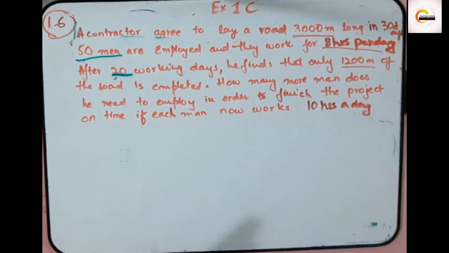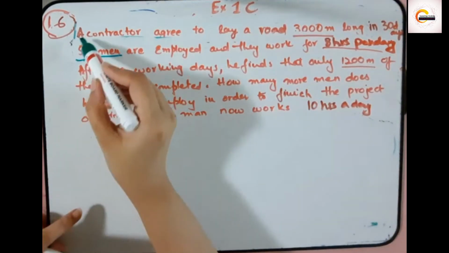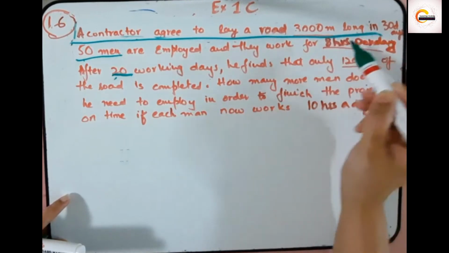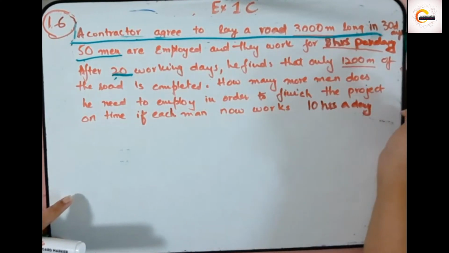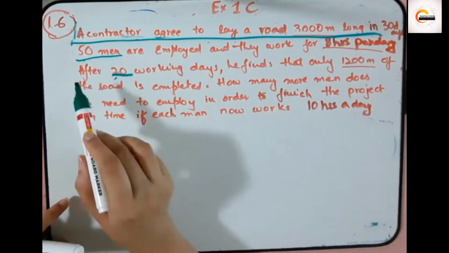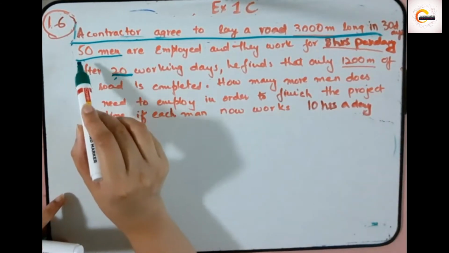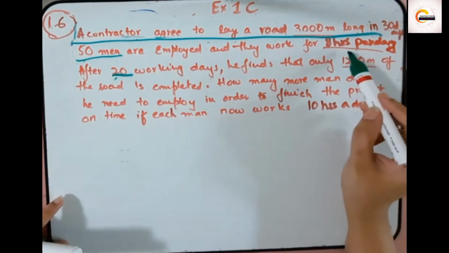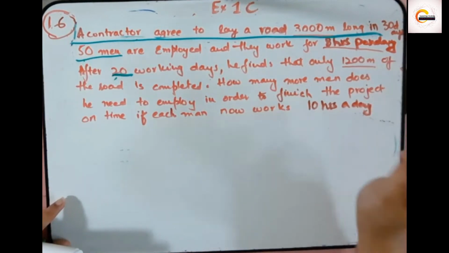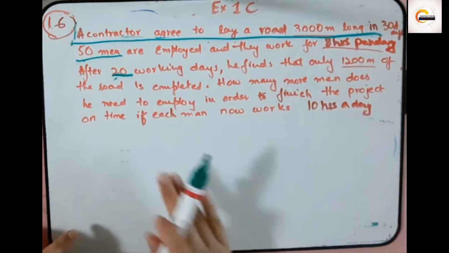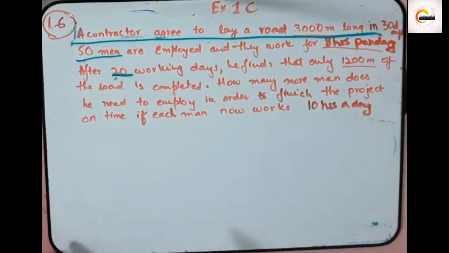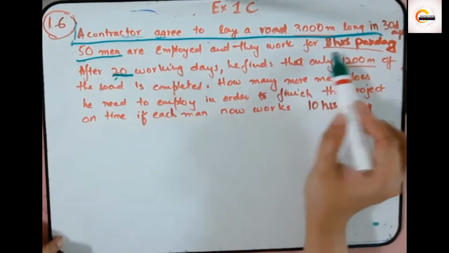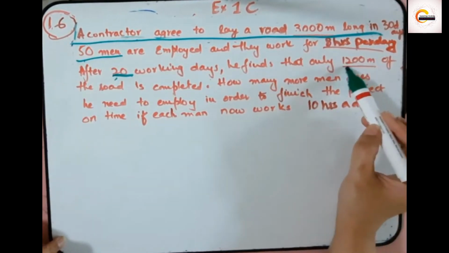So, what is our contract? The contract is to lay a road of 3000 meter long in 30 days. And how many people are employed? 50 men are employed and they work for 8 hours per day. Alright, so how many variables are involved in this question? Let's see, men and hours and the length of the road.